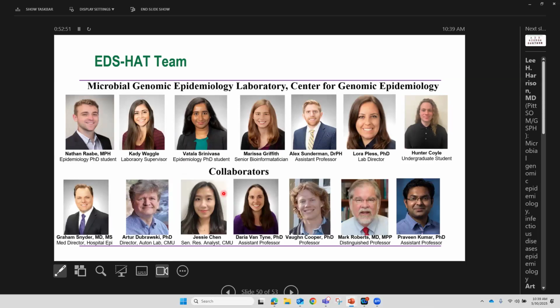So, great people working on this project. These are the folks from my genomic epi lab, tremendous collaborators. So Graham Snyder, many of you know him in this room, a phenomenal collaborator, because it's Graham and his team that basically has the impact on the ground in stopping these outbreaks. Our collaborators at CMU with the machine learning and economic analyses, and many of you know Vaughn Cooper. He's now the president, or about to become president of ASM. Daria Van Tyne, also a phenomenal collaborator.